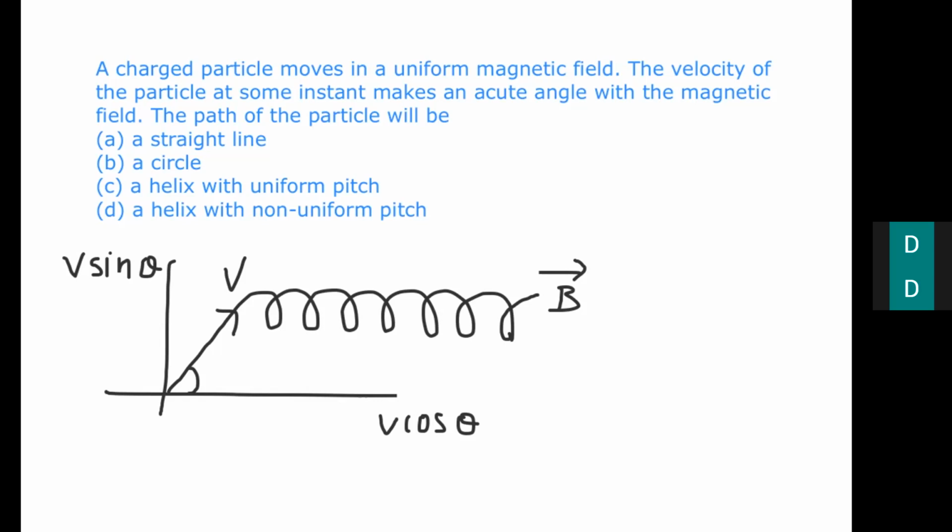The magnetic field does not change the particle's speed, but it changes the direction of its velocity. The magnetic force acts on the particle due to the vertical component of the velocity, which tries to rotate the particle in a circle. But then there is a horizontal component of velocity, which will move the particle helically with a constant pitch, because no force acts on the particle along the direction of the horizontal component of the velocity. So the correct answer is that it will have a helix with a uniform pitch.